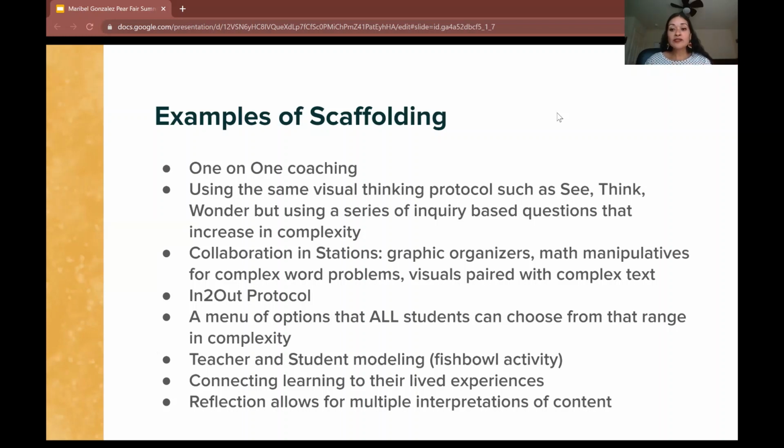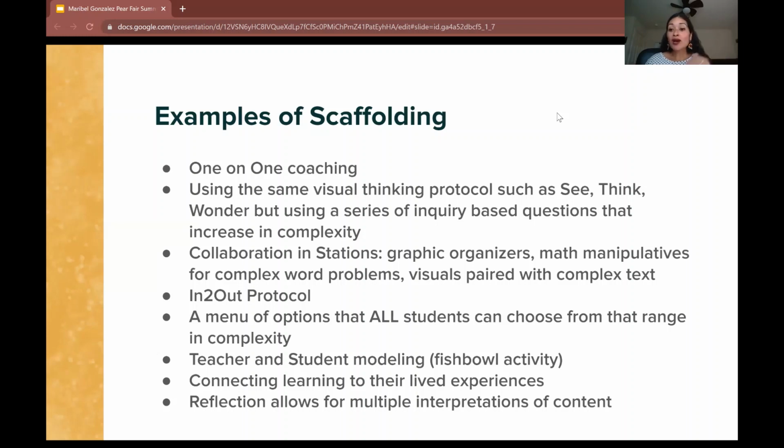Some harmful examples of differentiation I've seen is only giving certain assignments to advanced learners, some assignments to students with an IEP and English language learners. In scaffolding, you provide a menu of options where students can choose the level of challenge and rigor that they would like to consent to. So if students feel inspired to challenge themselves, they can. And if they choose a challenging activity, then they know they can ask for help, right? And there's going to be support for them.